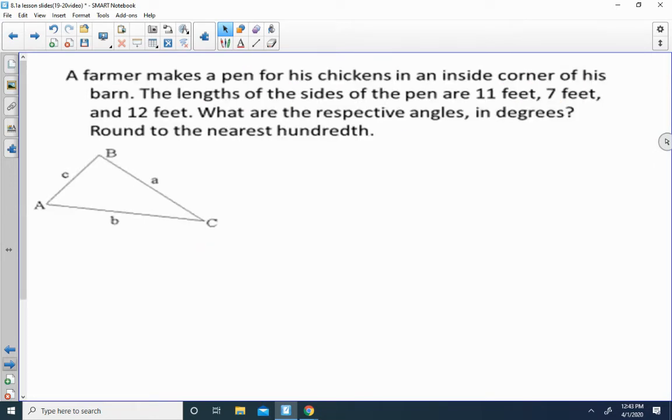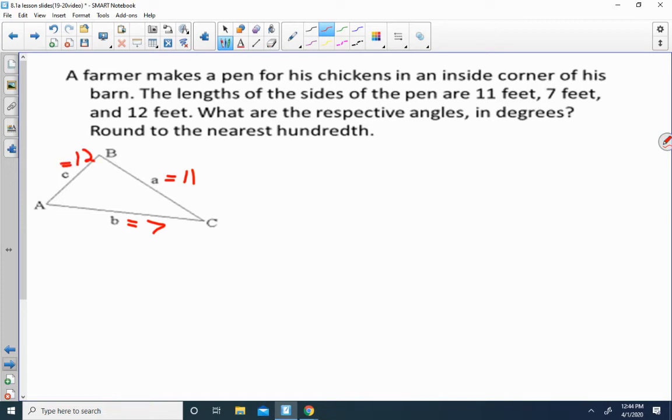So for this example, a farmer makes a pen for his chickens in an inside corner of his barn. And the lengths of the sides of this pen are 11 feet, 7 feet, and 12 feet. What are the respective angles in degrees, round to the nearest hundredth. So in other words, this guy's making a rectangular pen, and he gives us the sides. He gives us the first side is 11, the second side is 7, and the third side is 12.